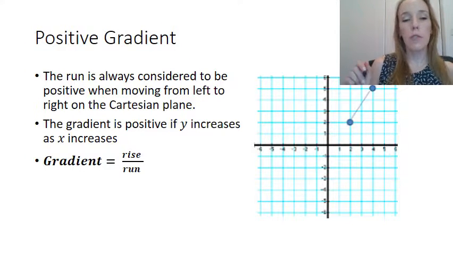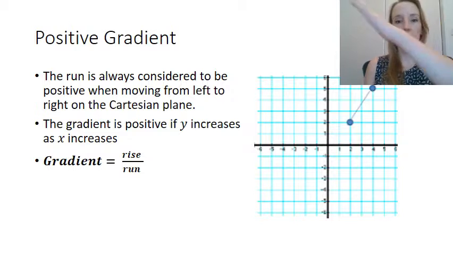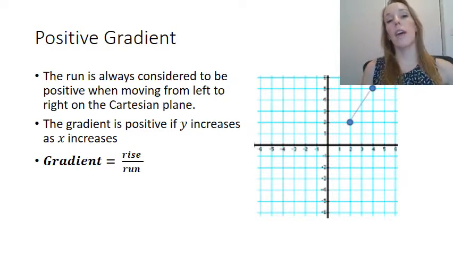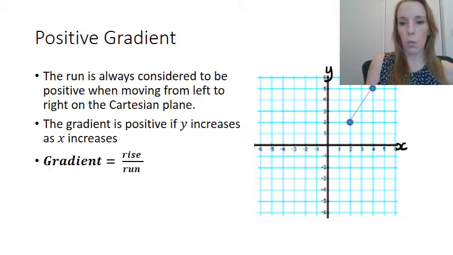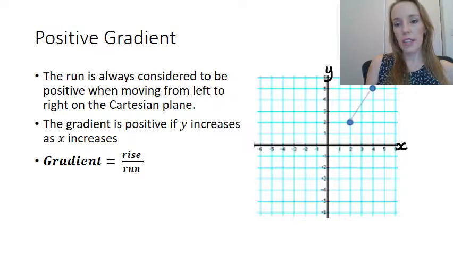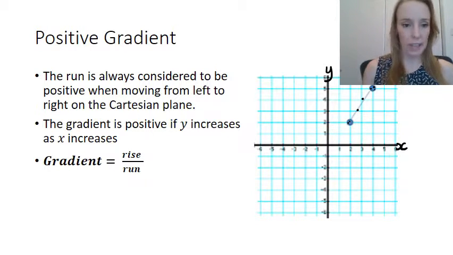Okay, so a positive gradient. The run is always considered to be positive when moving from left to right on the Cartesian plane. So if it's sloped at an angle like this, we know it's going to have a positive gradient. So the gradient is positive if y increases as x increases. So this is our x-axis and this is our y-axis. We can see x is increasing, going from 2, 3, 4, 5, and the corresponding y is also increasing, so it's also getting larger. It's gone from +2 all the way up to 5. So y has increased as x has increased, therefore we have a positive gradient.